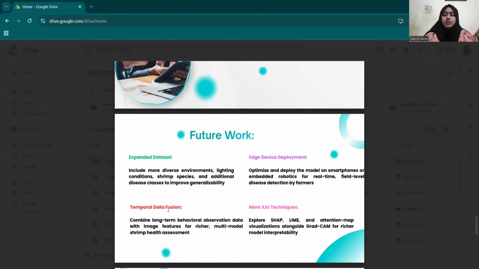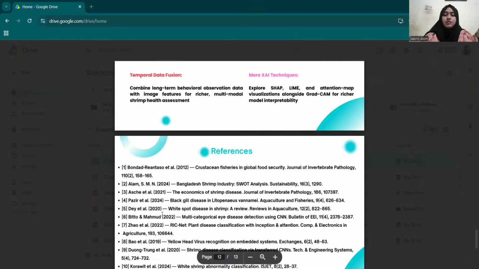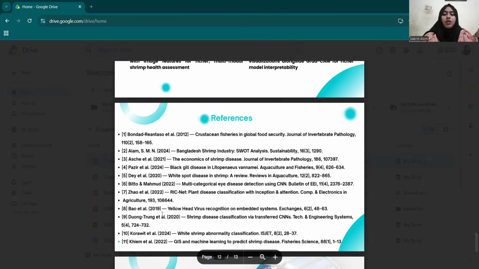And the next slide is references. Here are 11 reference papers that support this work. All references follow academic citation format. I'm happy to discuss any part of this paper if there are questions.